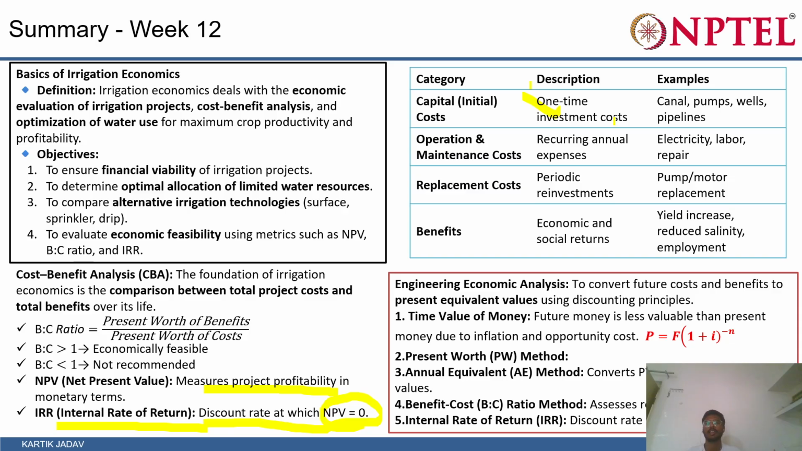So it involves electricity charges, because you need to pay multiple times during the entire project. Then your labor costs, your repairing costs, then your replacement cost. That is a periodic reinvestment, like pump or motor replacement, because certain electronic items have a limited lifespan. That is important to consider.